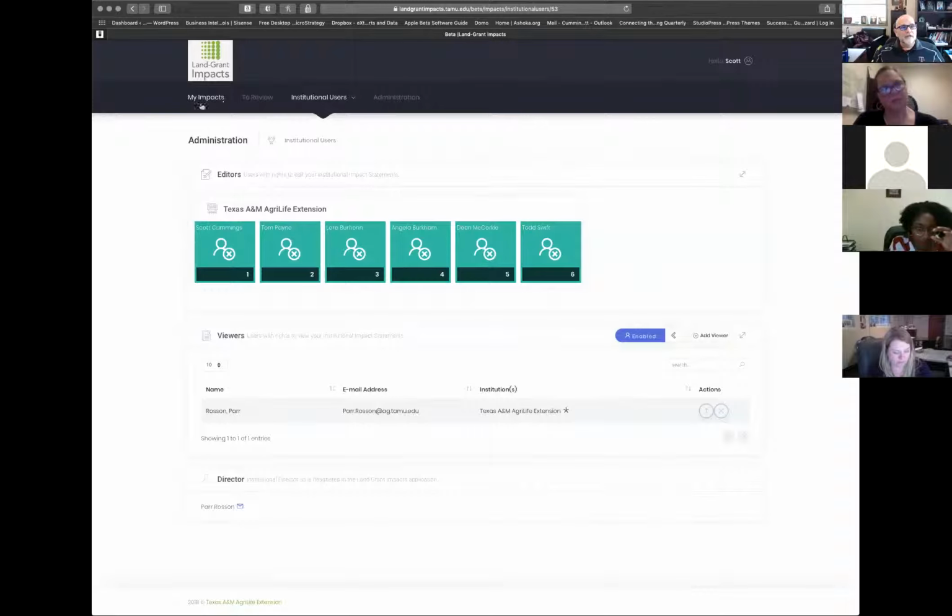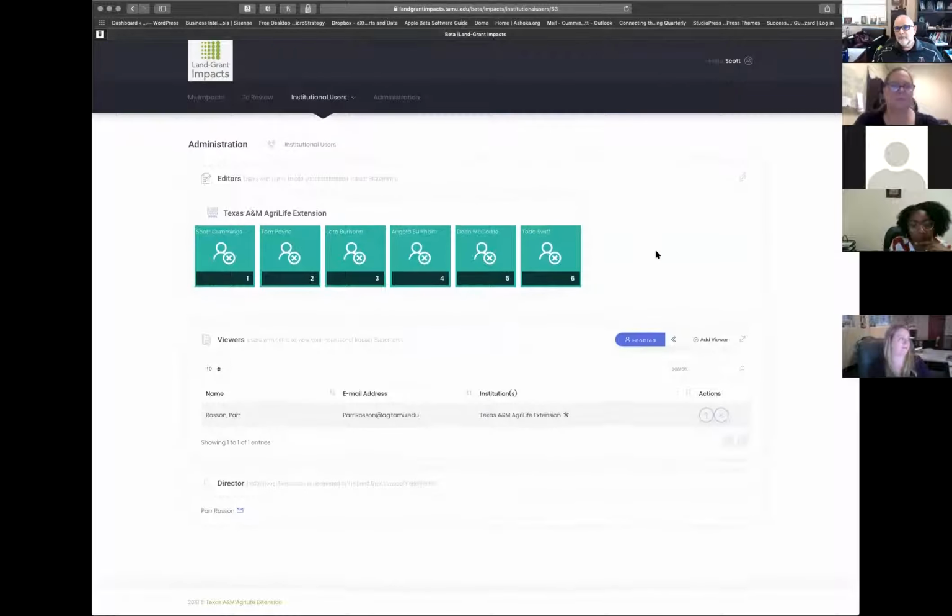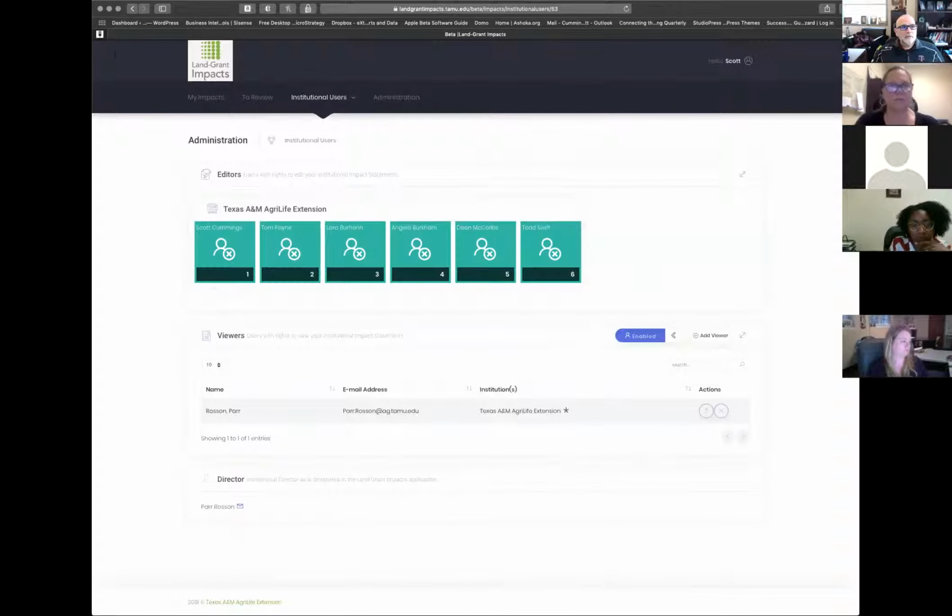If you're an editor, you'll only see this. If you're just a reviewer, and I shouldn't say just, but if that's your only rights, you'll see this. If you're an institutional admin, you'll have impacts and the institutional users capability. Any questions before I exit out and just talk a little bit about the launch? Okay, I'm going to stop sharing for a few minutes.